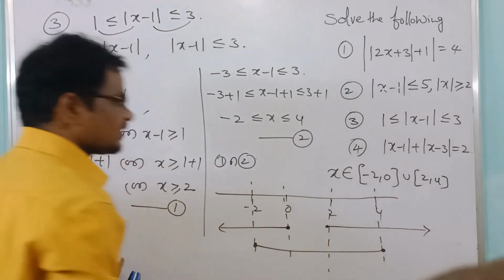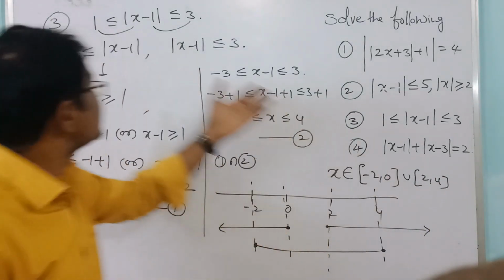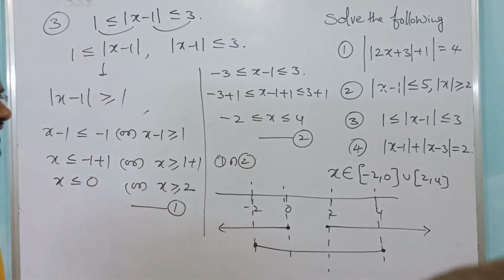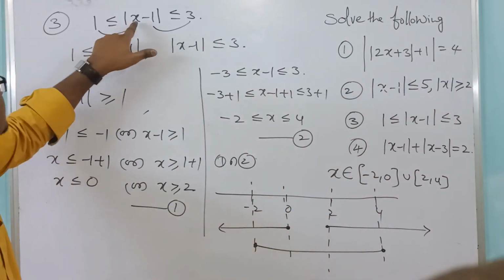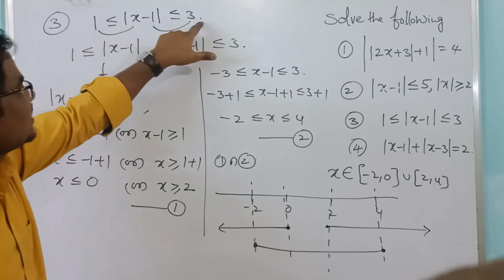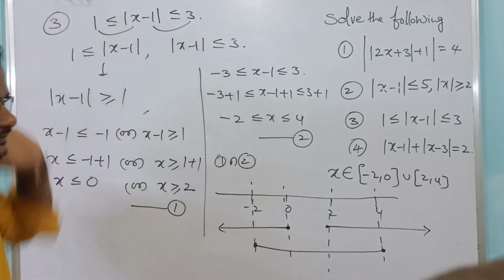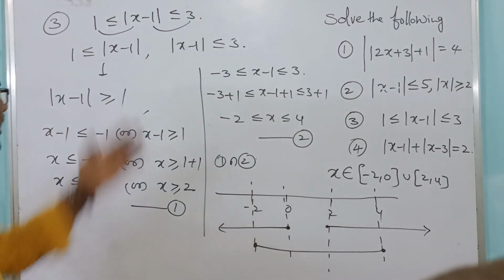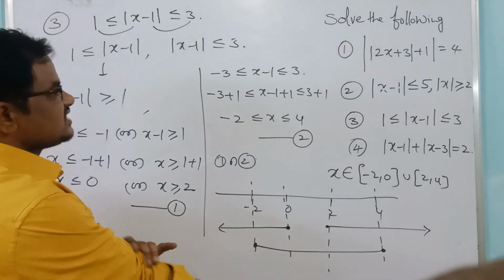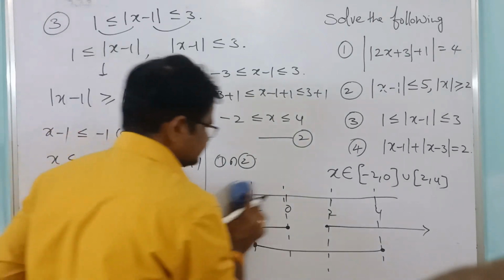Can you write? From this one, any value you substitute in this one satisfies. Suppose you substitute 0 here: 1 less than or equal to 1 less than or equal to 3, satisfied or not? Like that, any value you substitute in this one satisfies the given inequality, right? This is about the third problem.